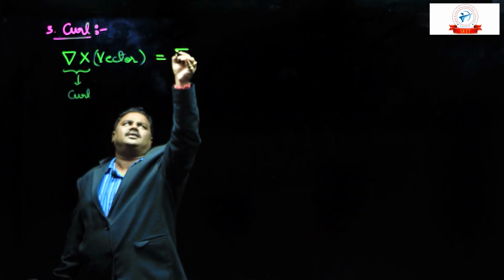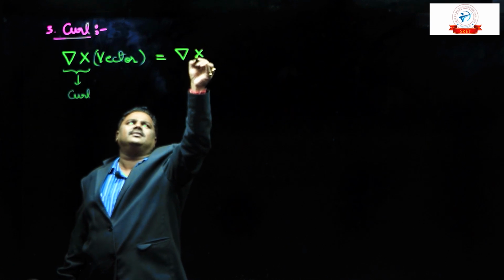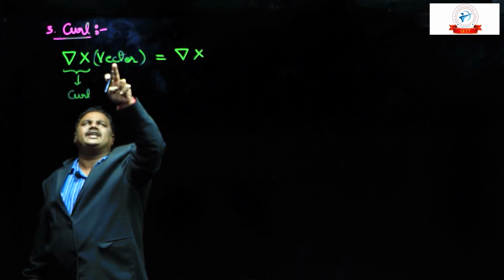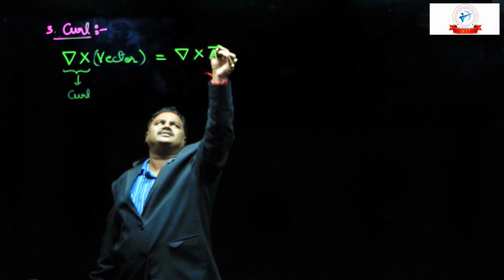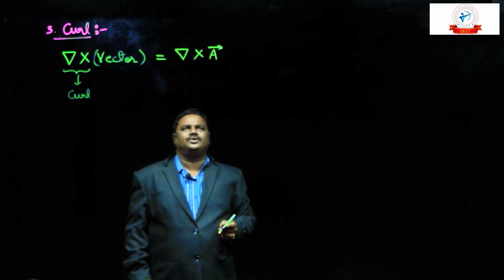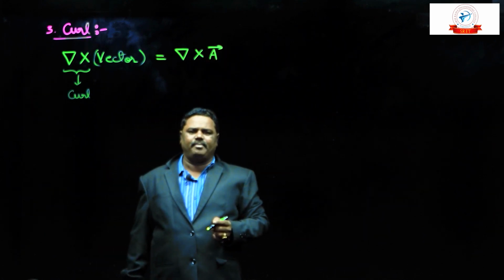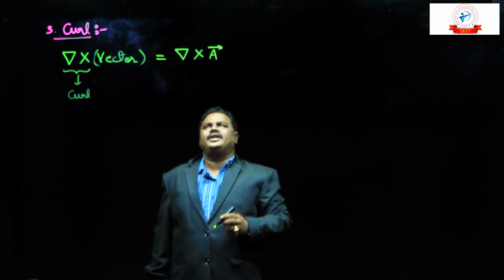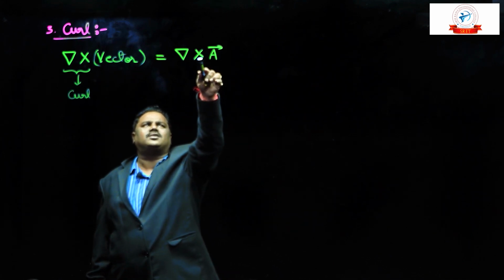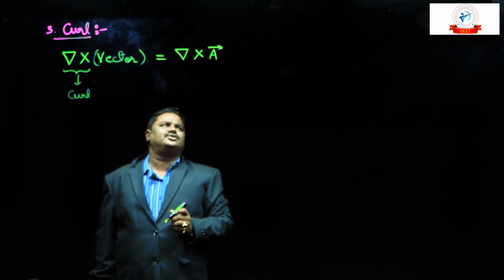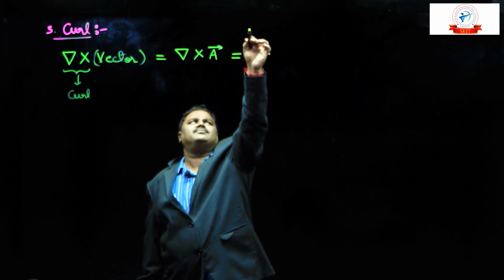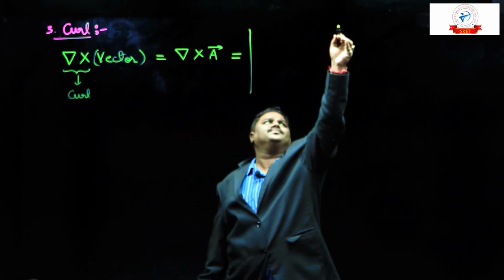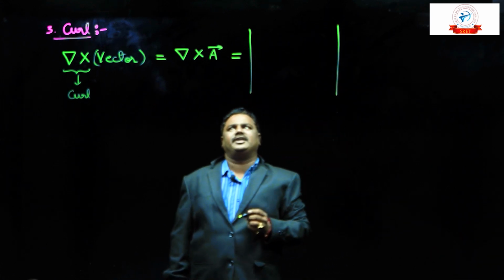I consider the first one as the del vector. Now we need to perform the cross product with any vector, so I am going to assume that the vector is A bar. This is called the curl of A bar. How do we evaluate the cross product between two vectors? To evaluate this cross product, we write the equation in terms of a determinant.